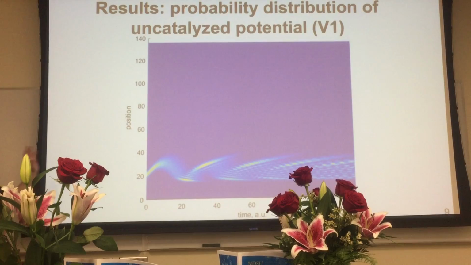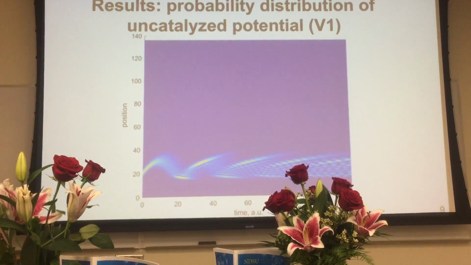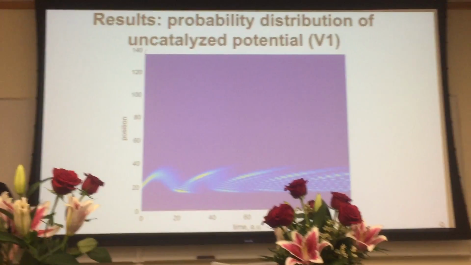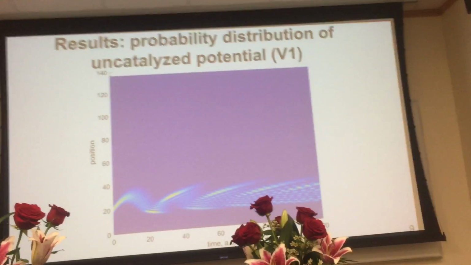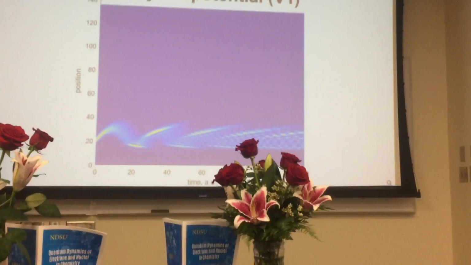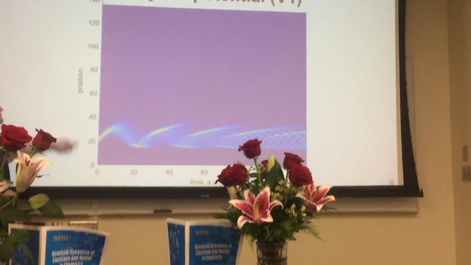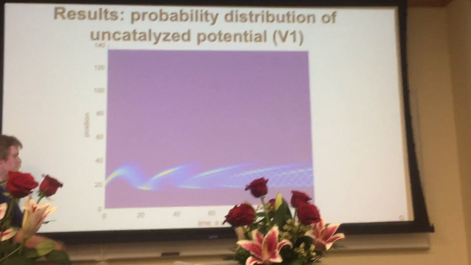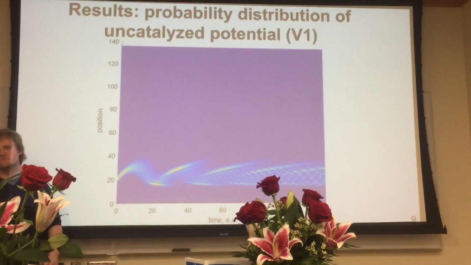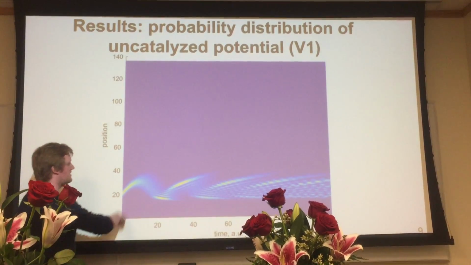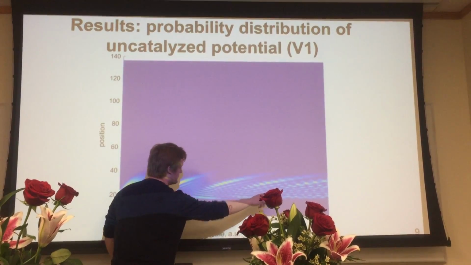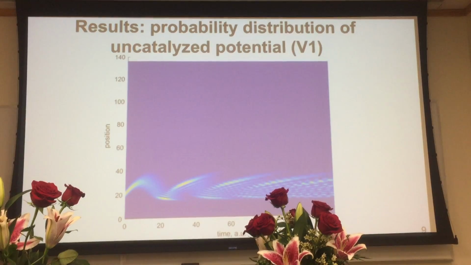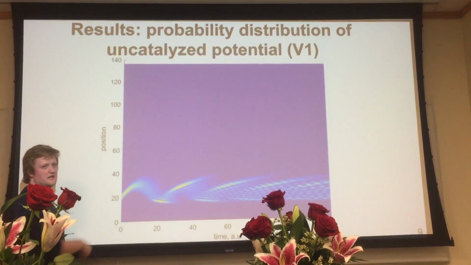Well, this is just my probability distribution for the uncatalyzed potential that I used. As you can see, on my y-axis is position, on the x-axis I have time, and the z-axis is my probability distribution. With time, you can see the wave packet changes based off of the time evolution operator, but its position doesn't really escape that well.